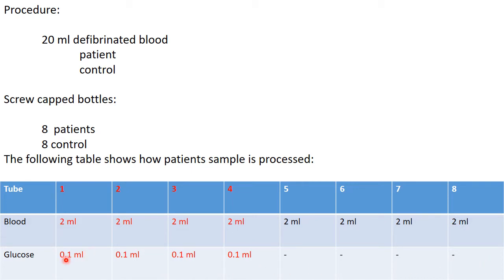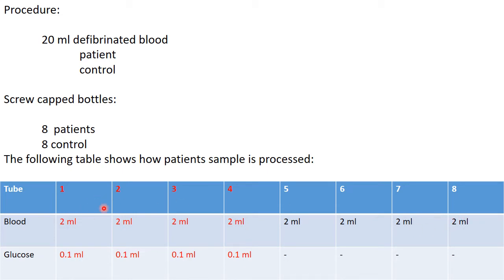Now keep a portion of the control and the patient sample separate and separate the serum to use as blank when taking the test reading. That is, only the serum part is separated out and used as the blank. Into 4 of the patient tubes, and in the same way in the control, the first 4 tubes, add 0.1 ml of the sterile glucose solution. So only into the first 4 tubes you add the glucose solution.